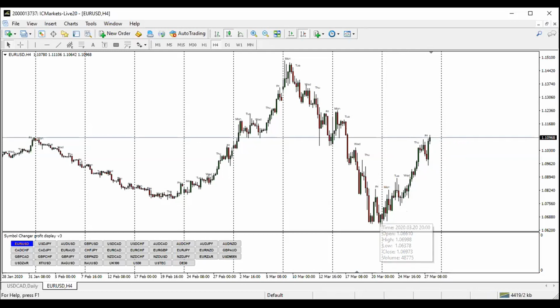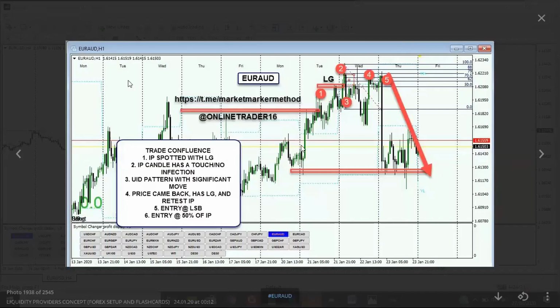Let me share the screen again for you to see the rules. You can check my channel, then you will see these rules. I already wrote them down, right? Rule number one, we spot the IP taking out liquidity, right? This is your IP taking out liquidity. Rule number two, we are going to spot the IP, right? This is the IP. That's your rule number two.